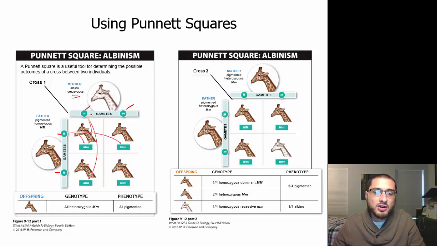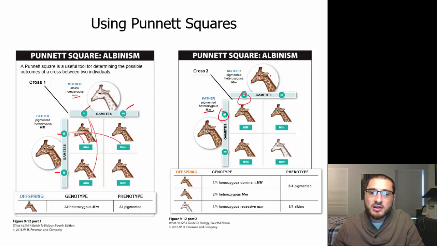So all of them are going to look like the father because they get this uppercase from the father, and it masks whatever else they get from the mother. Now, when you cross a mother with a heterozygous father, where he's uppercase, lowercase, well, now he has an uppercase, and she has an uppercase.